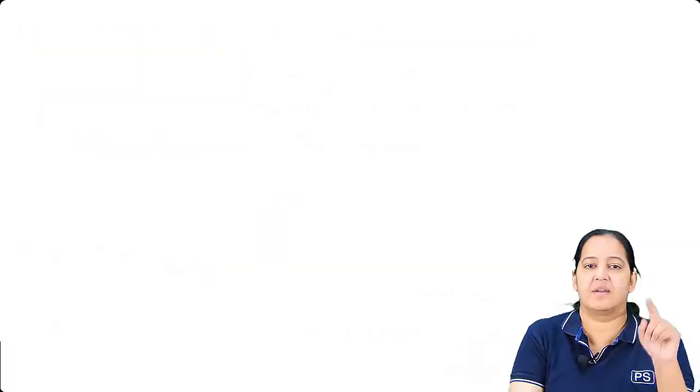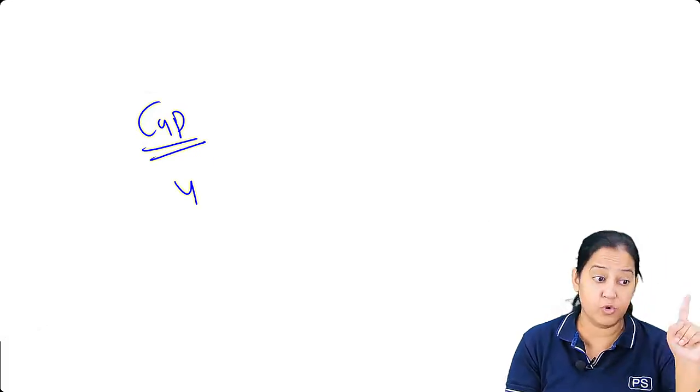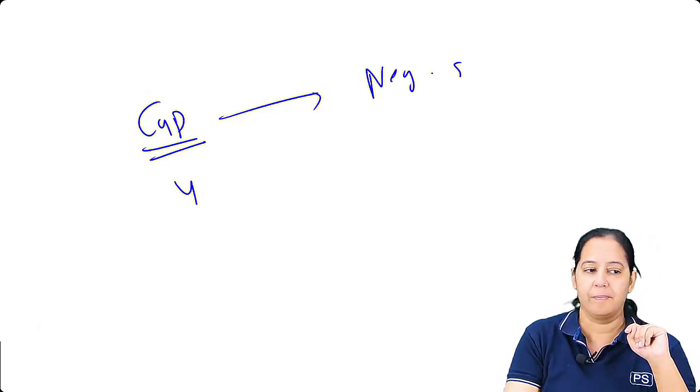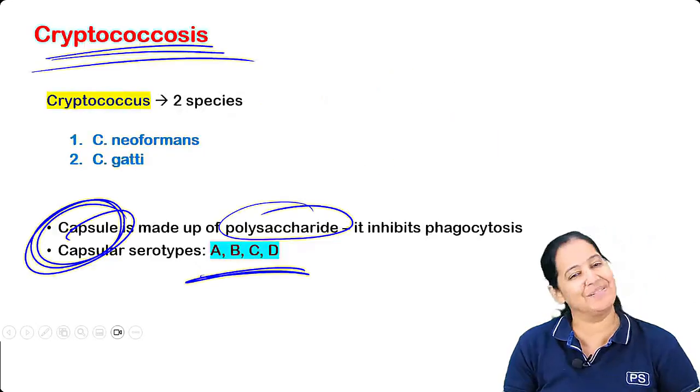In Cryptococcus, remember two things. It is a capsulated fungus. Based on the capsule there are four types, A, B, C, D, and A is the most common. And for demonstration we use negative stain. Negative stain is India ink or Nigrosin. Okay, got it. Only these two things will come.